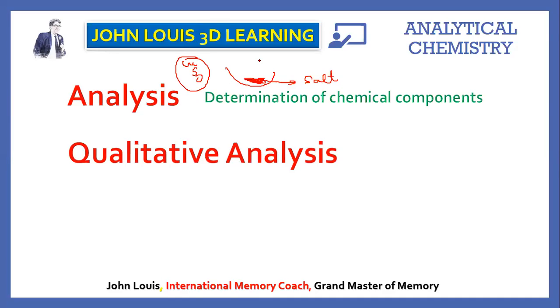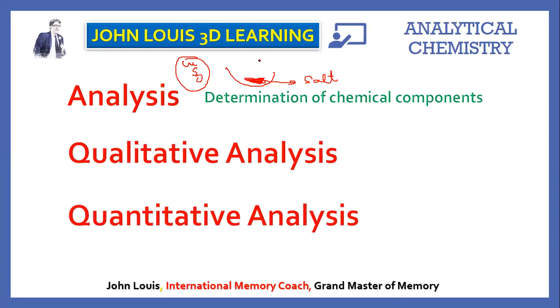What is qualitative analysis? Identifying the components present in a chemical substance is known as qualitative analysis. Then what is meant by quantitative analysis? How much of each component is present, that is known as the composition. The composition of various chemical components is known as quantitative analysis.